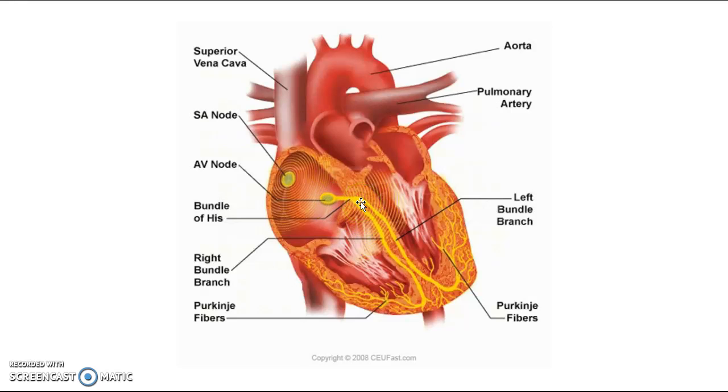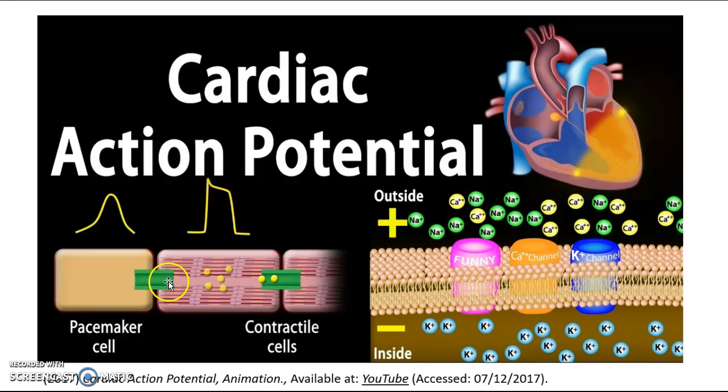The cells of the SA node fire spontaneously, generating action potentials that spread throughout the contractile myocytes of the atrium. The myocytes are connected by gap junctions, which form channels that allow ions to flow from one cell to another. So basically, these are the gap junctions there, and these are the ions. Some get lost in the actual action potential, and some of them go through.